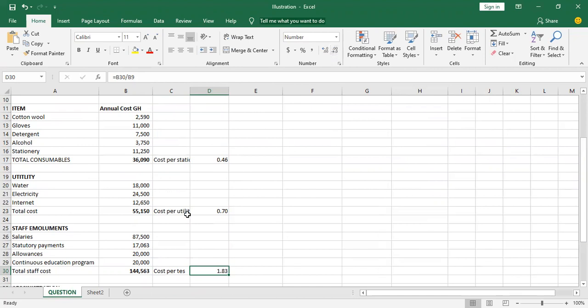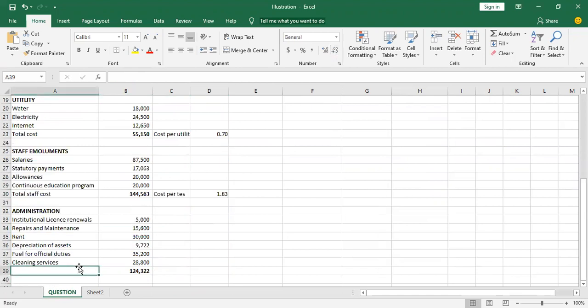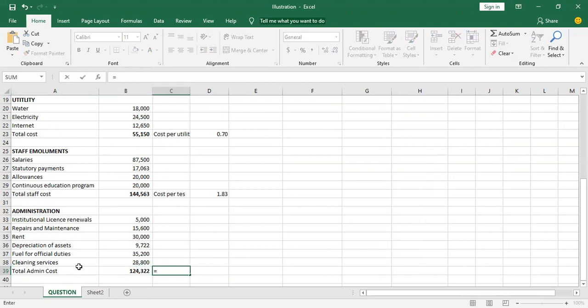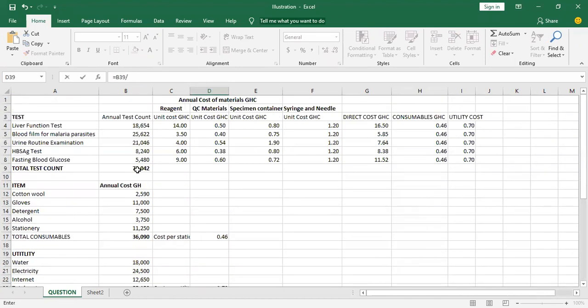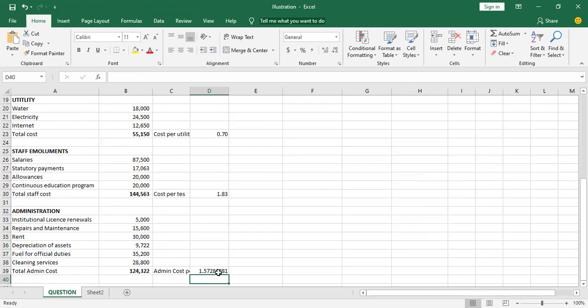Okay. So that gives us 1 CD 83 pesos. We apply the same principle to administration. Total admin costs, it's 124,000. So admin cost per test. That is going to give us admin costs divided by total test count. So that gives us 1 CD 57 pesos.